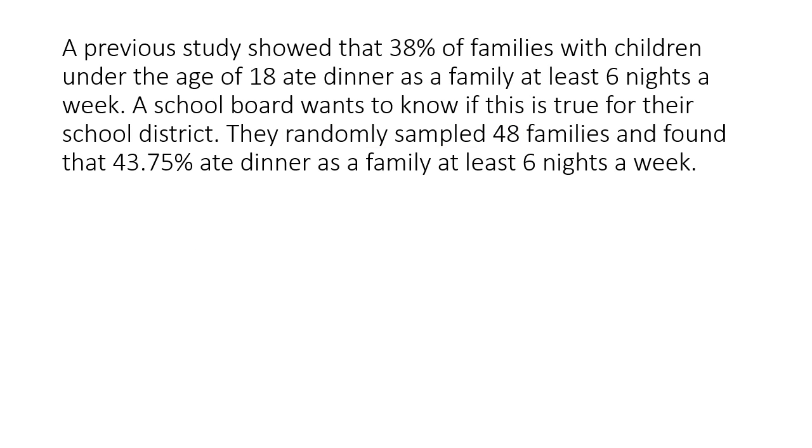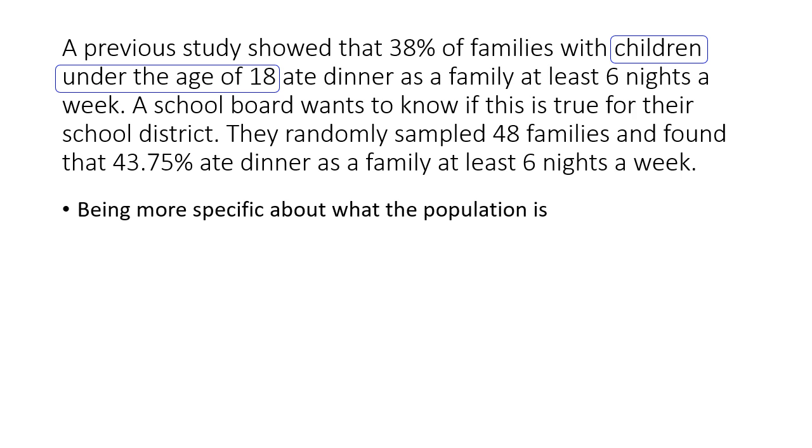By looking at other words that appear around the numbers, we see that the number 18 is clarifying what we mean by children. That is, children under the age of 18. So this number is simply being more specific about what population we're talking about. Families with children who are under the age of 18. So as long as we're consistent that we're talking about this population, we don't need to pay too much attention to the number 18 for the rest of the problem.